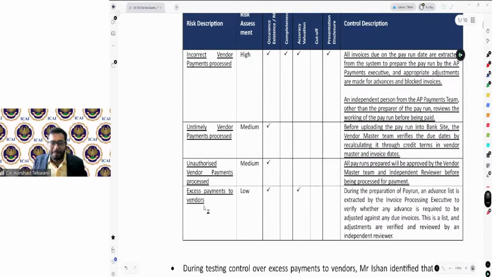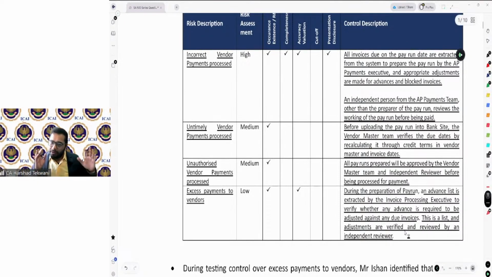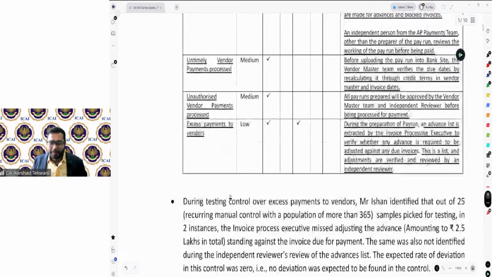And for excess payments to vendors, the control is that during preparation of the payment file, an advance list is extracted by the invoice processing executive to verify whether any advance is required to be adjusted against due invoices. This list and the adjustments are verified and reviewed by an independent reviewer. So we have reviewing mechanisms and controls in place for these risks. Now let's see the other information which is given.